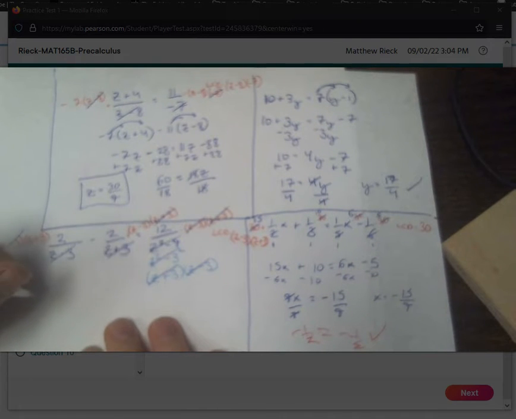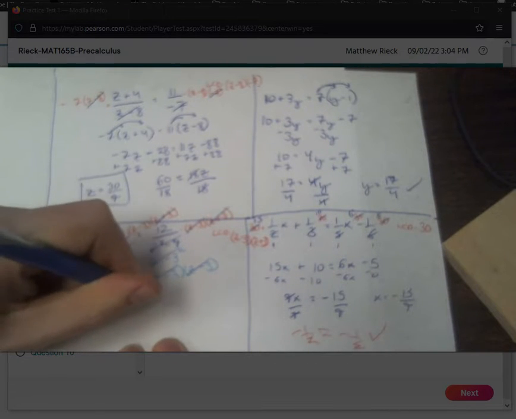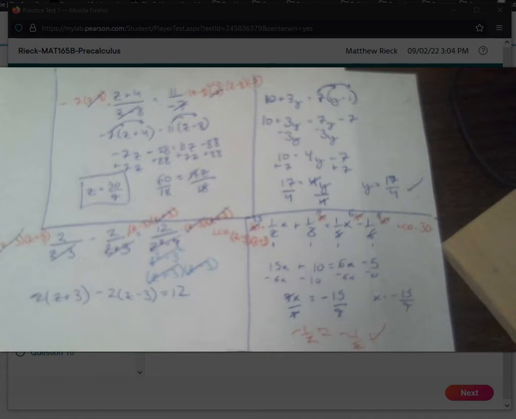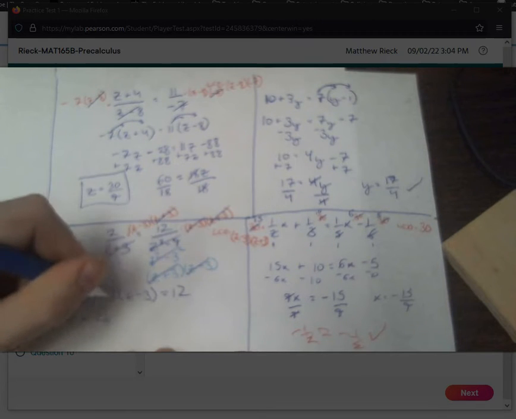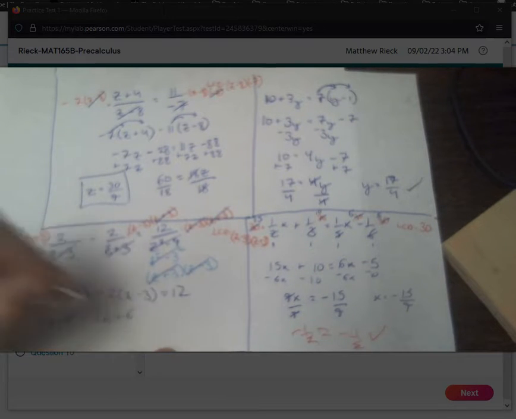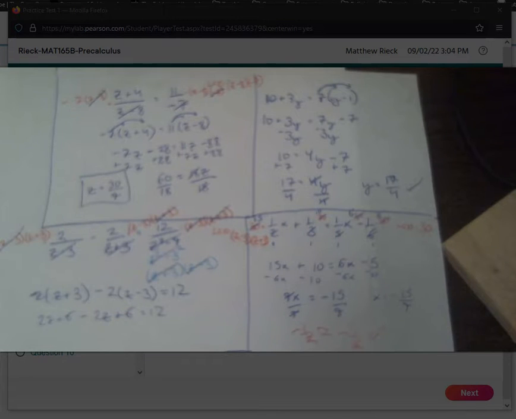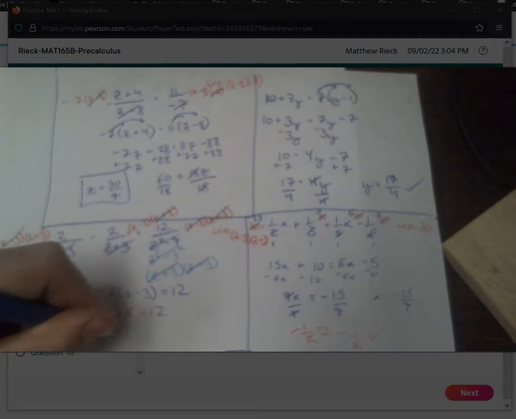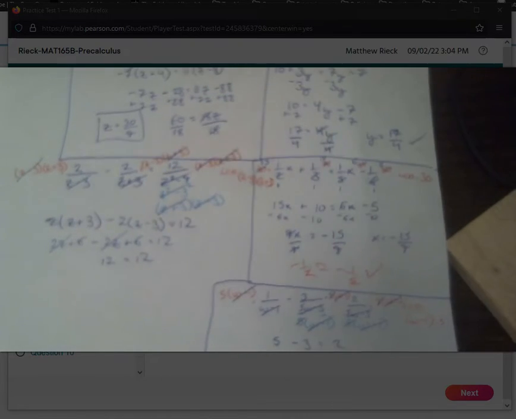So what we're left with is 2 times z plus 3 minus 2 times z minus 3 equals 12. So we have 2z plus 6 minus 2z plus 6. This equals 12. So the 2z and the minus 2z will cancel. So you end up with 12 equals 12, which again is true regardless of what value you choose for your variable z.